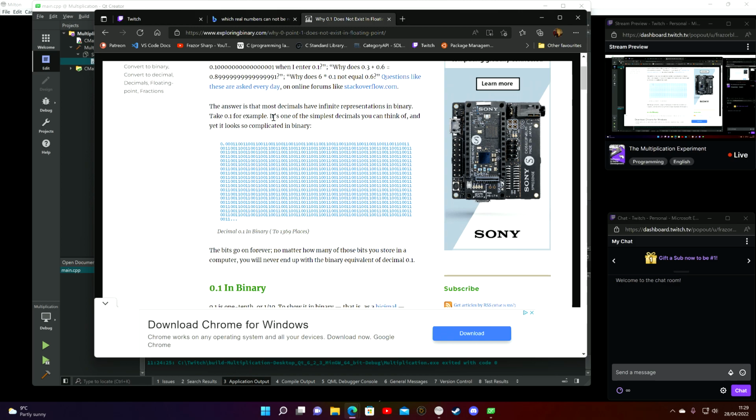Take 0.1, for example. It's one of the simplest decimals you can think of, and yet it looks so complicated in binary. Well, no, it intrinsically goes on and on forever, because 0.1 cannot be represented in binary. But that's your problem. Or is that the solution? I don't know. To 1,369 places, yeah. But you can see how the pattern starts repeating. So it's a repetitive pattern. What you get is 0.0999999999, or you get something weird.